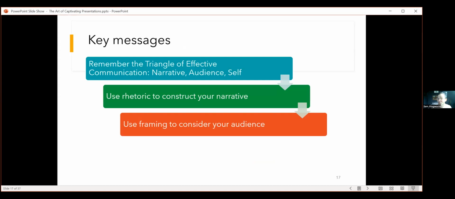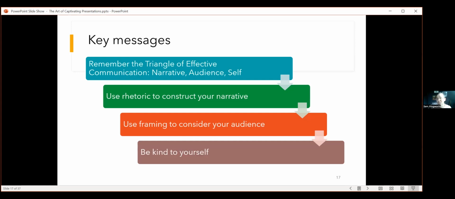Use framing to consider your audience. What do you know about the audience? What's their background? What's their experience? And how can you frame your narrative to most likely connect with them as a result? And then finally, just be kind to yourself. You know, giving presentations is stressful, it's difficult. But after every one, reflect, think about what you did well, think about what could have been done better, but always just be kind to yourself. If it goes very badly, learn from it, draw a line, and move on.